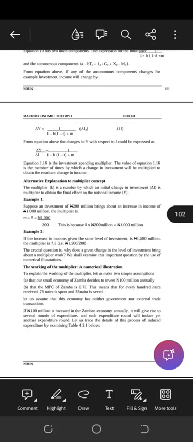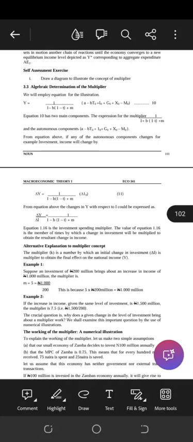You must understand this. So Y alone is what is the equilibrium income given the following?